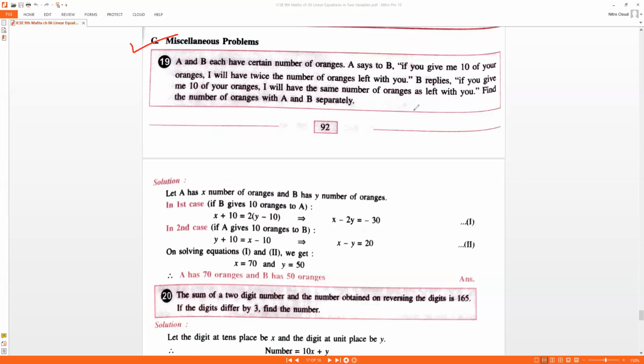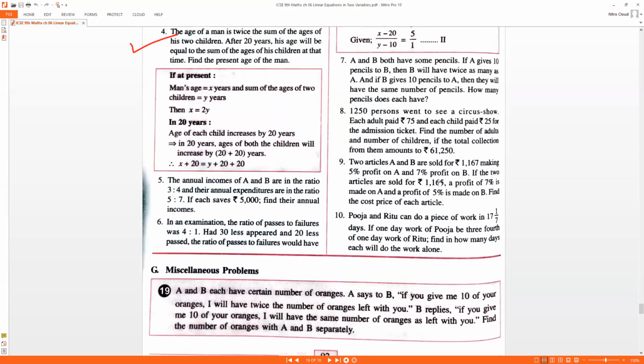Okay, this problem is very similar to the pencil problem done last time. Do you remember this one? Yes, sir. Question number 7. A and B both have the same number of pencils. So this question is exactly similar.